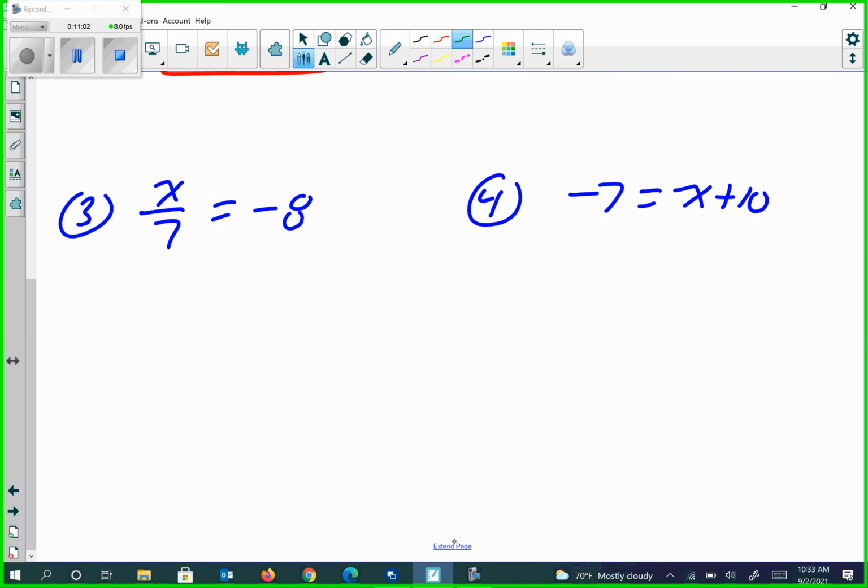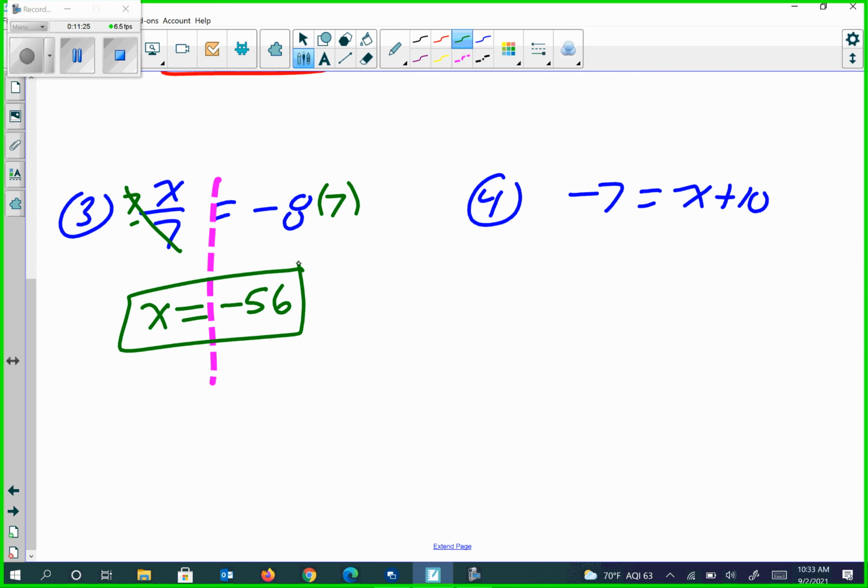All right, problem number 3. Looks like I can start moving things over. How do you think I should move that 7 over? X over 7 is what kind of problem? It's division, so I will use multiplication in order to get it. Good. And I multiply both sides by 7. That's going to cancel, so I get x equals negative 56. Questions? Or are we good?